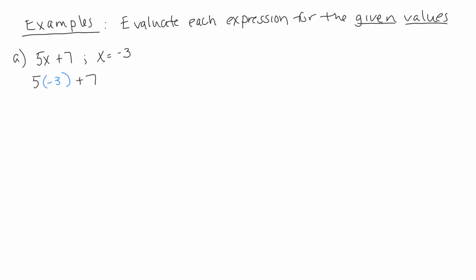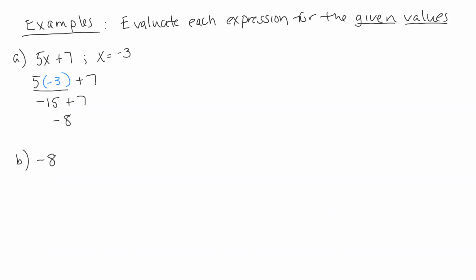So we want to take care of our multiplication first. 5 times -3 is -15. I'm going to drop down whatever I have left, which is +7. And then finally, -15 plus 7 is -8. And that's it. That's evaluating. So let's look at an example now where we have two variables.